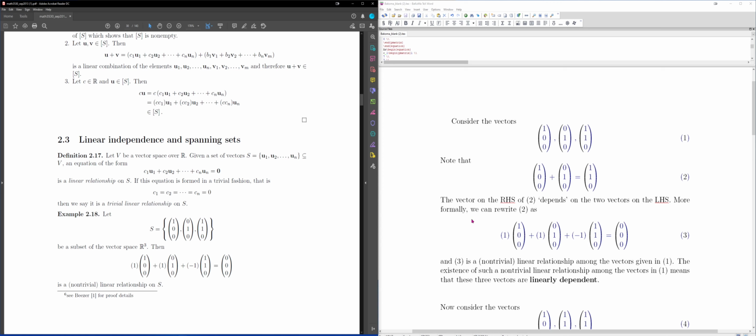So this here is a linear relationship, where c1 is equal to 1, c2 is equal to 1, and c3 is equal to minus 1.